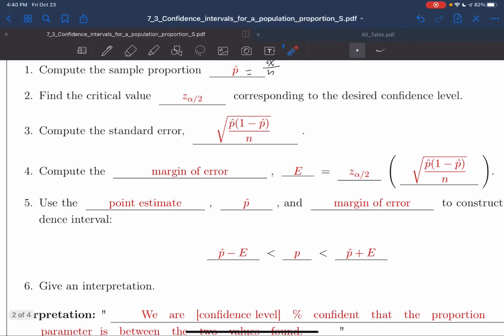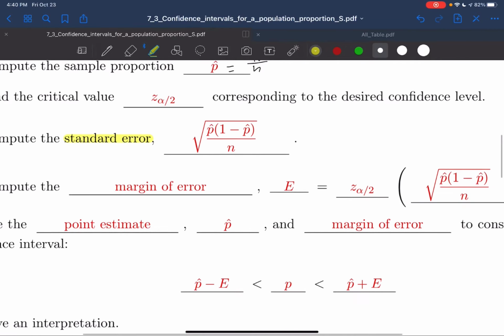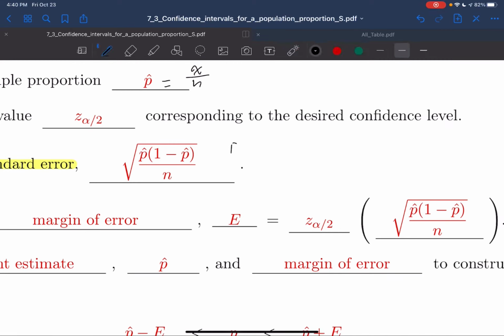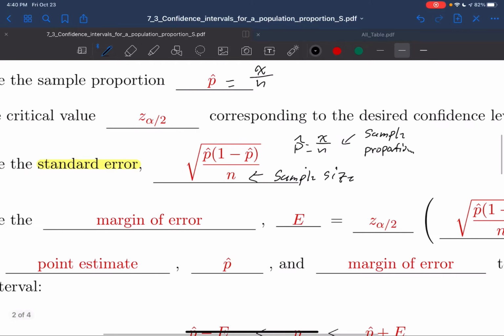Then we want to compute our standard error here. And this is going to be a little bit different. So our standard error, the formula for it, is the square root of p hat times 1 minus p hat, over n. And again, p hat is just x over n, and it's also called our sample proportion. And n here is just our sample size. So just a little reminder.